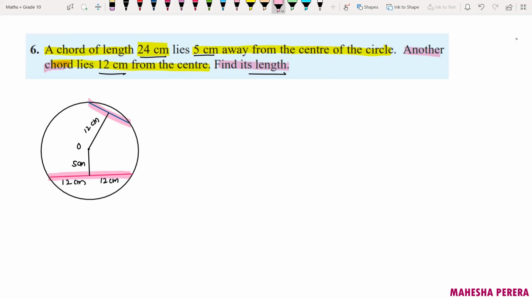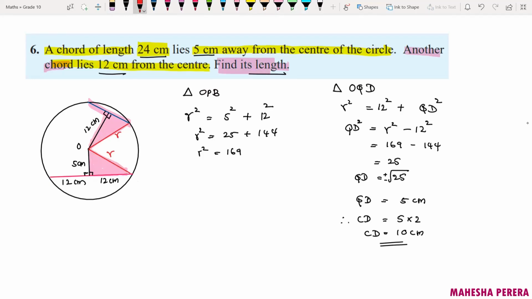Right, now for us to find the length of this chord, we need to find the radius of this circle. Right, now if I mark the radius in this diagram, it should be like this, right? This is our radius. Okay, now we need to name these sides, these lengths.